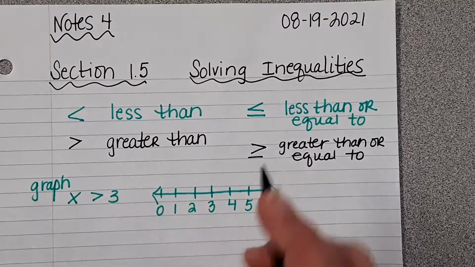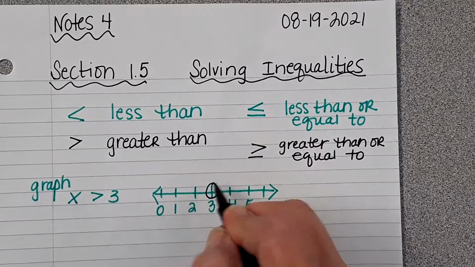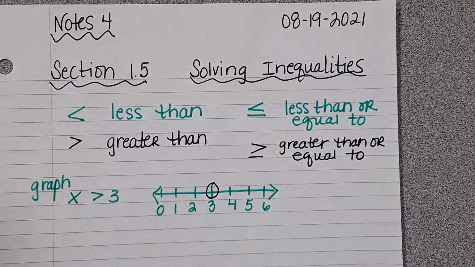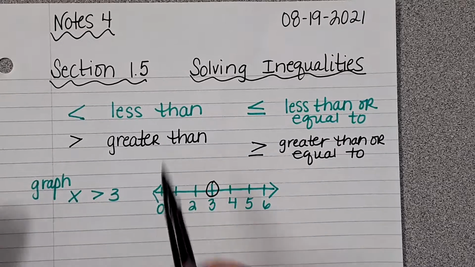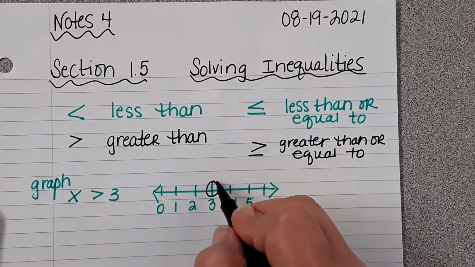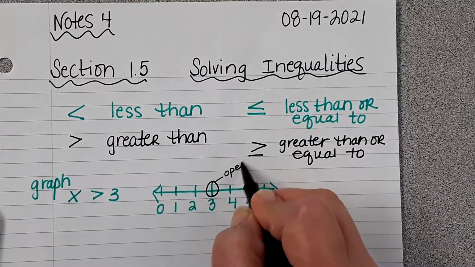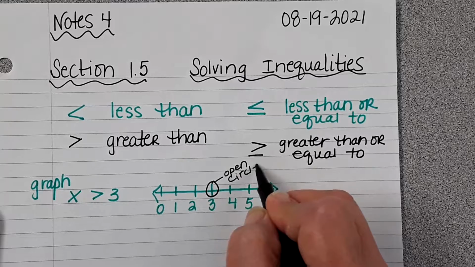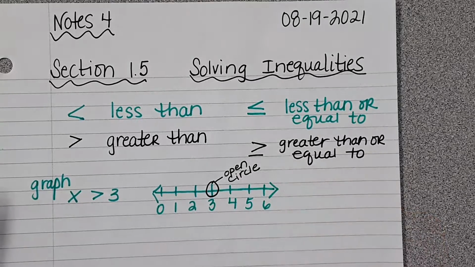So when it says that, you're going to put a circle around the 3. And that means that's an open circle. So you use an open circle when you use a greater than or less than. So I'm going to just put an open circle, which means it does not include 3. You can use any number that's greater than 3.